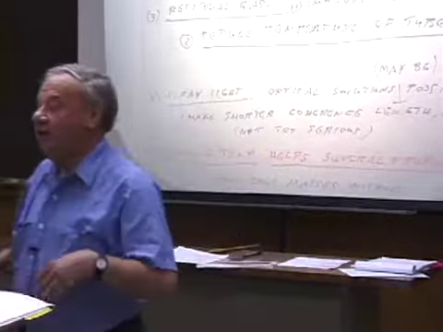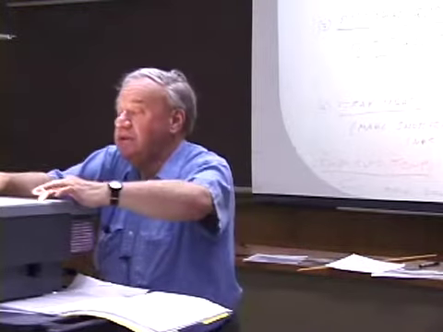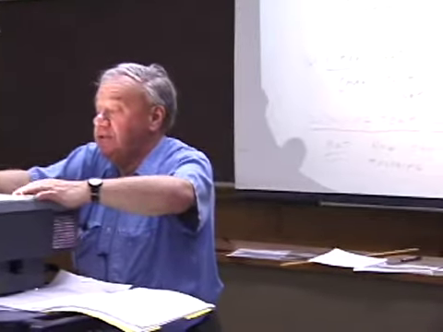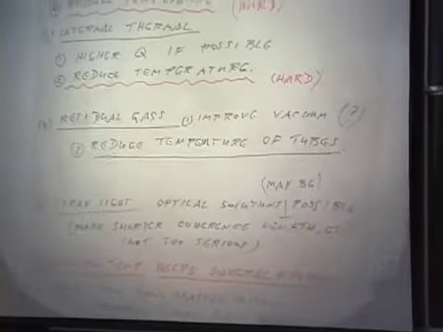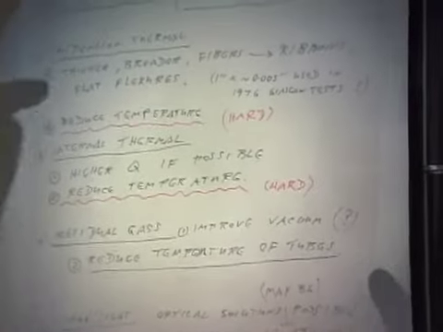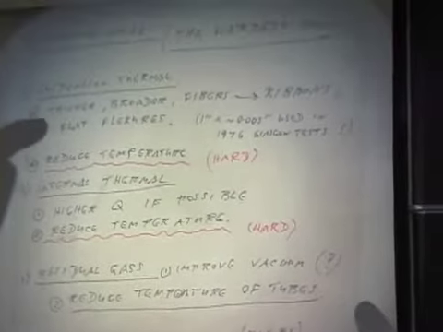Internal noise is a lot tougher. There's not much you can do there except getting higher Q material, and the stuff that's being considered now, sapphire and so on, is pretty well as good as you can get. You may have to reduce the temperature, which would help the internal thermal noise. Residual gases, you would certainly improve that.